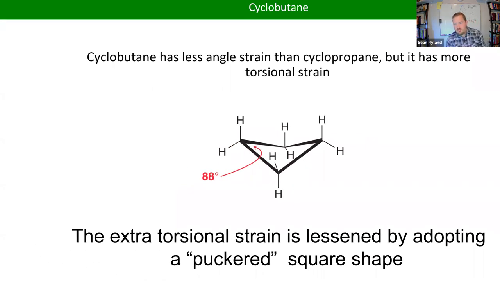So the torsional strain actually bends the square. If we just had a square, it'd be 90 degrees, right? Those bonds would be slightly further apart, which we would normally think is a good thing. But that would force all of our hydrogens to be at the same angles, and that means they would be eclipsed. And so that creates the torsional strain that basically bends the corners away from each other a little bit, which makes it so it's not really 90 degrees, makes them a little bit closer, but it allows them to be in a staggered configuration instead of being eclipsed.